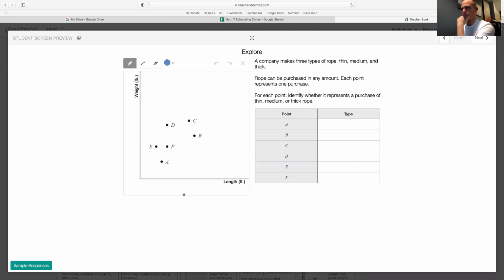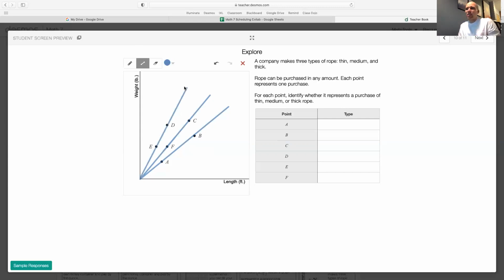Well, we expect the price to be proportional, right? So if I can connect any 2 points from the origin, then they should be the same type of rope. So in my opinion, A and B must be the same type of rope because they make a straight line through the origin. And it looks like F and C must be the same type of rope. And lastly, it looks like E and D are the same type of rope.